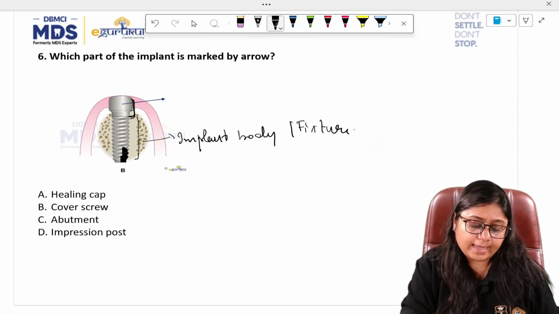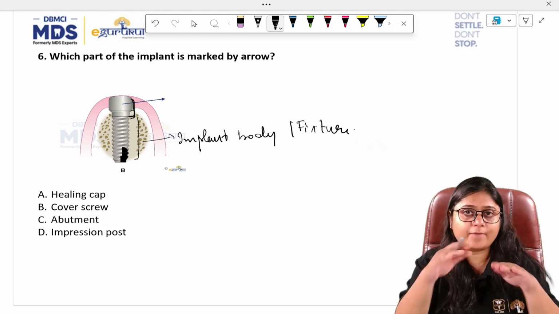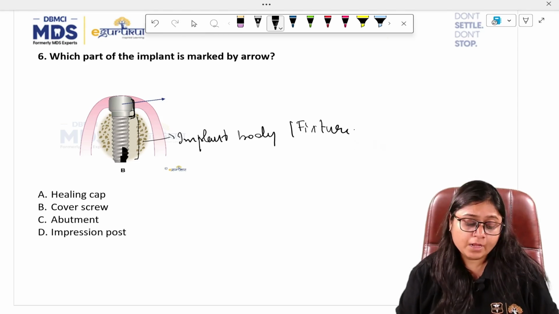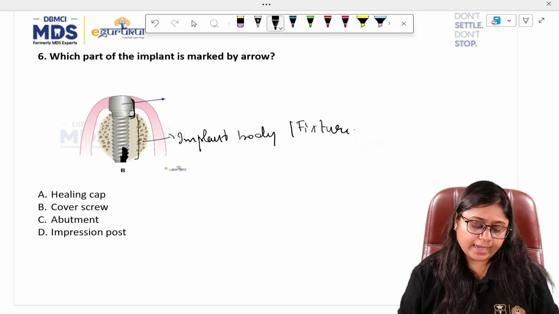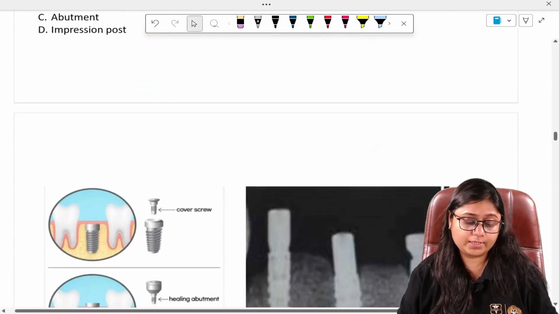So here you can see that this part is above the bone and completely submerged into the gingiva, and the gingiva is covering this, right? So it can be either a healing cap, a cover screw, an abutment, or an impression coping. Let us see what is the difference between these four.